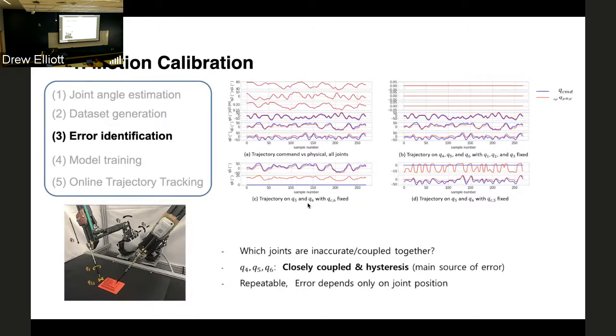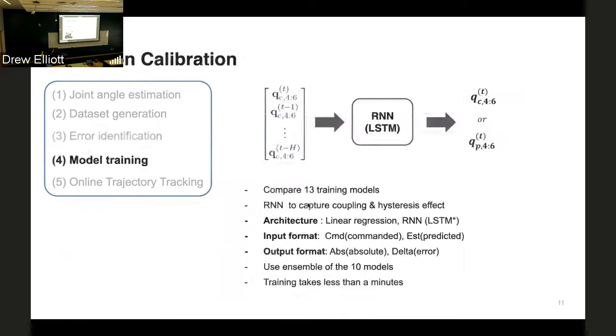What it really came down to was a hysteresis. It depended on the cable windup, and so we started looking at that more carefully. And we thought, what if we look at the sign of the velocity? In other words, what direction are the joints moving in? So we don't need details on the velocity, just the sign of the velocity. And then we fed that in.